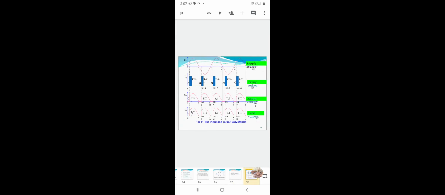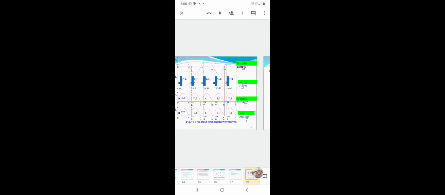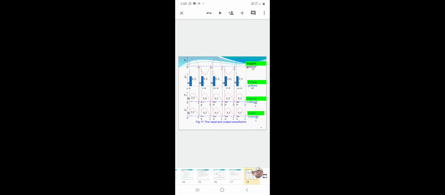So this is the negative half cycle. During the positive half cycle, T1 and T2 start conducting and T3 and T4 do not conduct. During the negative half cycle, T3 and T4 start conducting and T1 and T2 do not conduct. This is one complete cycle. Then the next positive half cycle arrives, T1 and T2 start conducting, and during the negative half cycle T3 and T4 conduct. This process continues, 50 cycles in 1 second.